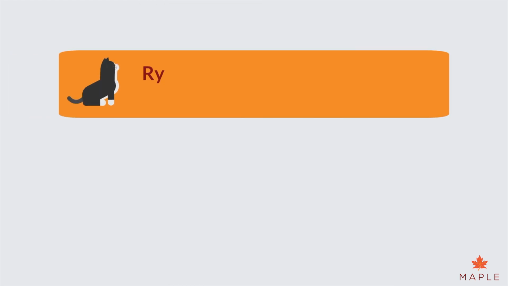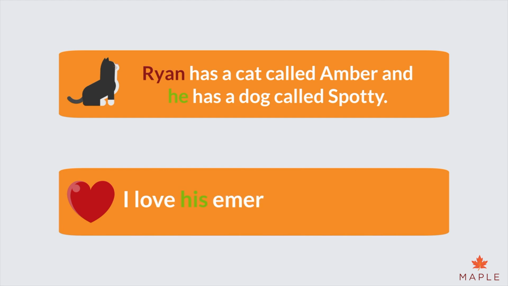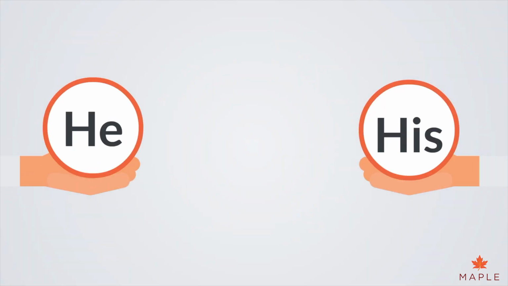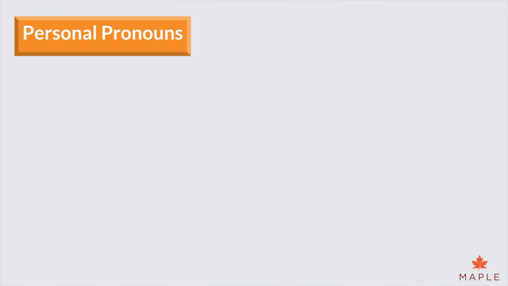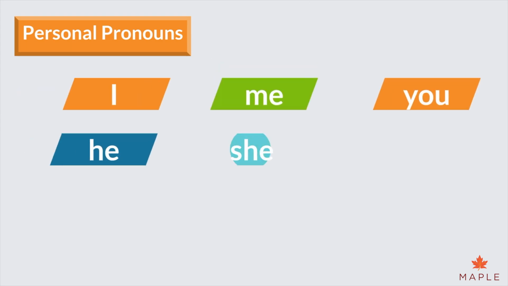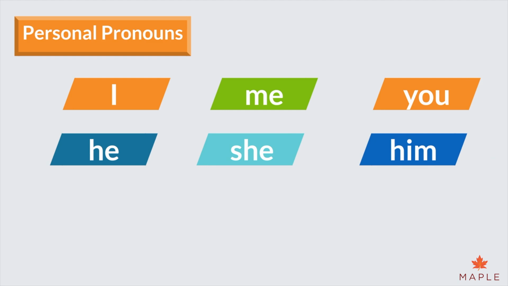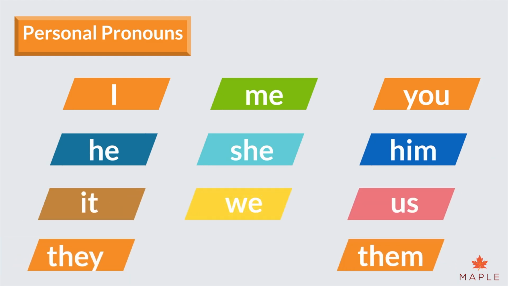You could say, Ryan has a cat called Amber and he has a dog called Spotty. I love his emerald green eyes. He and his are known as personal pronouns. Other personal pronouns include I and me, you, he, she and him, it, we and us, and they and them.